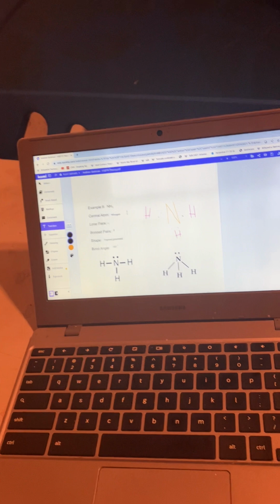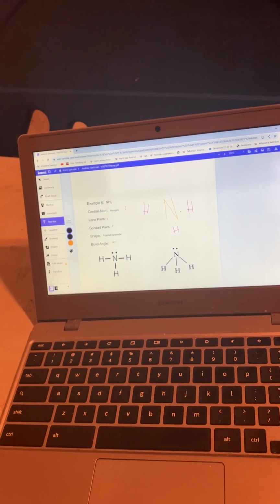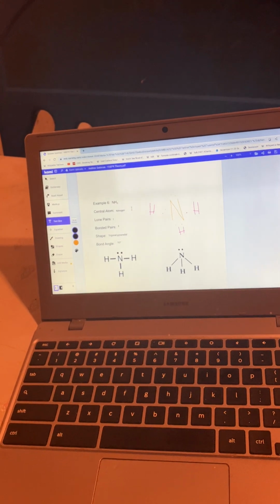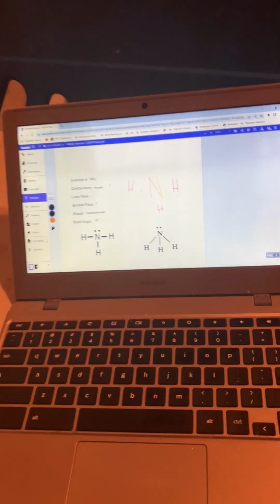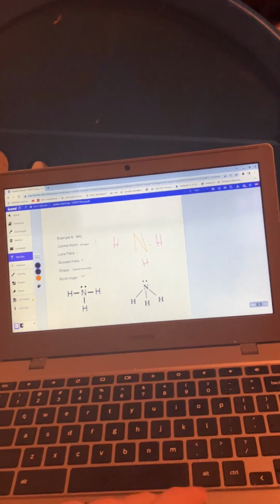Ammonia, trigonal pyramidal. There's 1 lone pair, 3 bonded pairs, central atom of nitrogen, and a bond angle of 107 degrees. This lone pair is going to push those bonded pairs closer together.